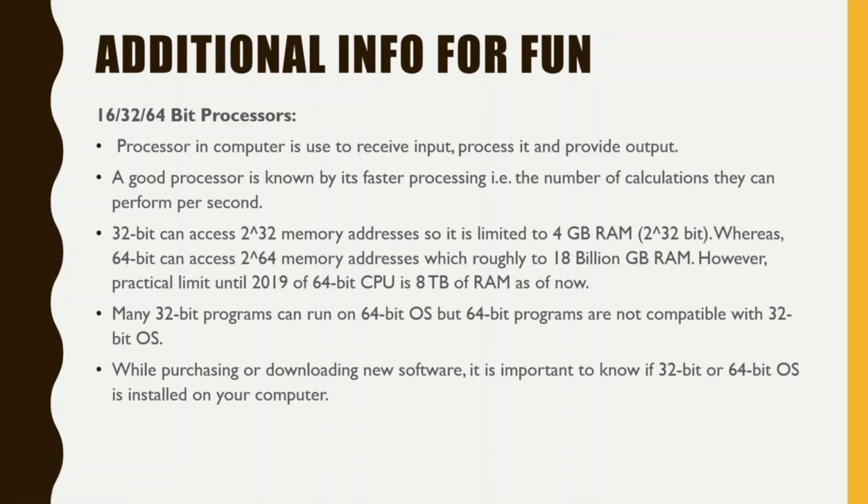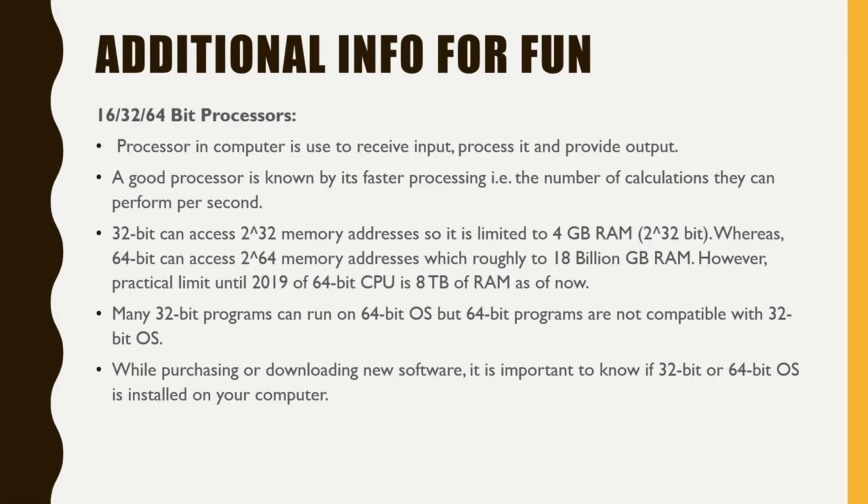a 64-bit processor can access 2 raised to 64 memory addresses, which roughly comes to 18 billion GB RAM. So if we do 2 raised to 64, it comes to 18 billion GB. Even though theoretically it comes to 18 billion GB, however, the practical limit until 2019 of a 64-bit processor is 8 TB of RAM.